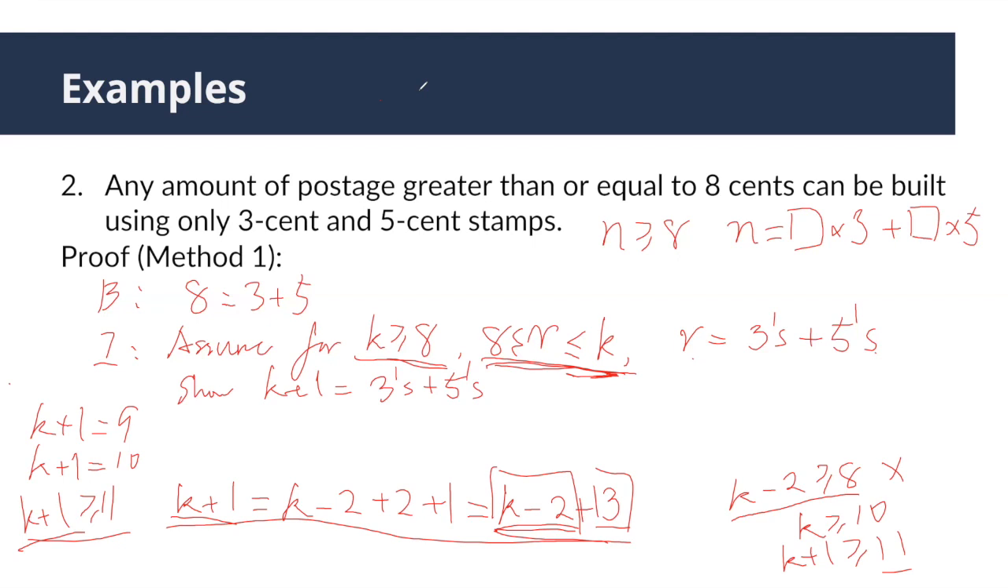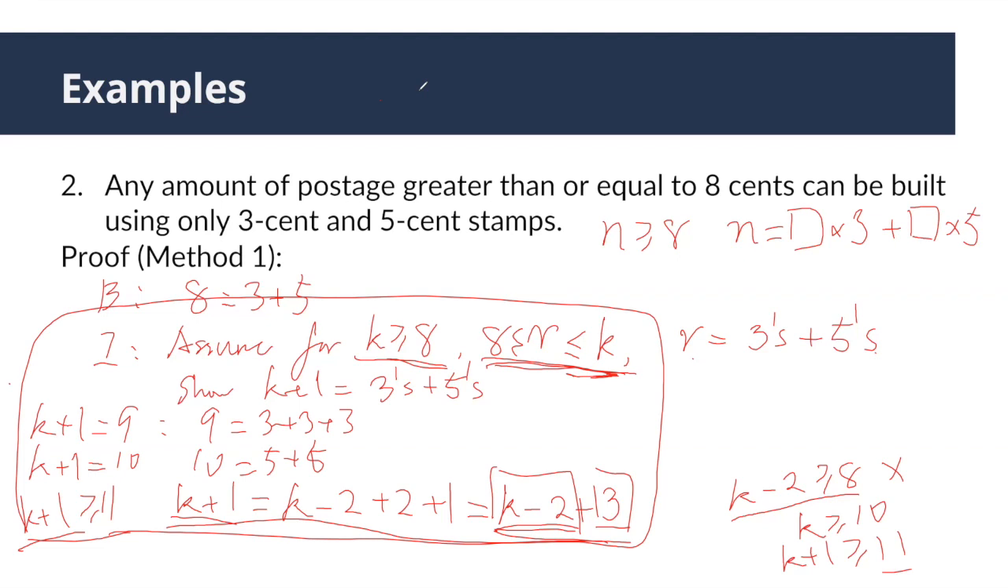For this case, 9 is equal to 3 plus 3 plus 3. So 9 can be represented by the summation of 3s. 10 equals 5 plus 5. So 10 can be represented by the summation of 5s. Now, this is the complete inductive step. Combining these two steps, we proved the original statement is true.